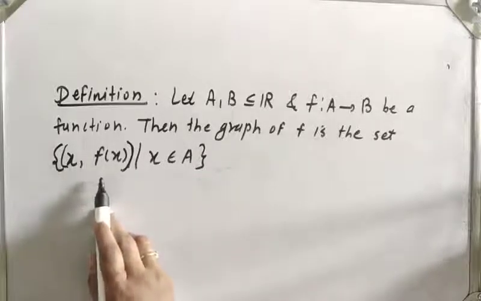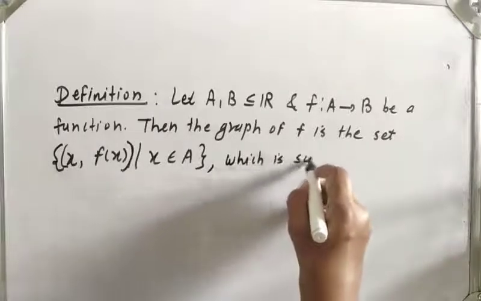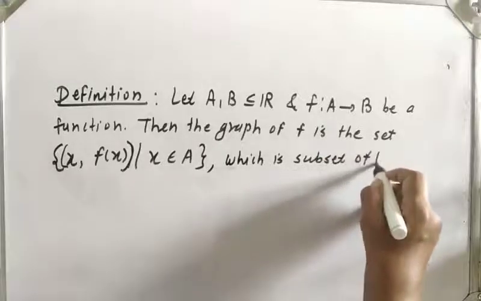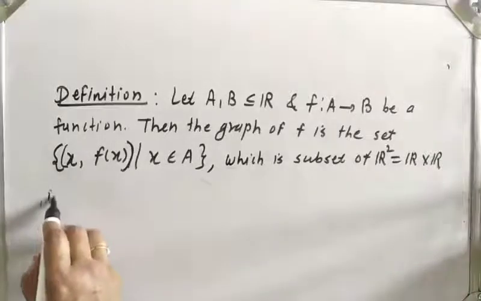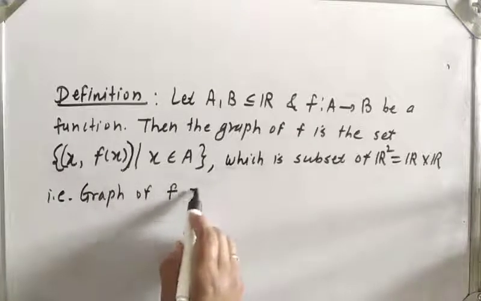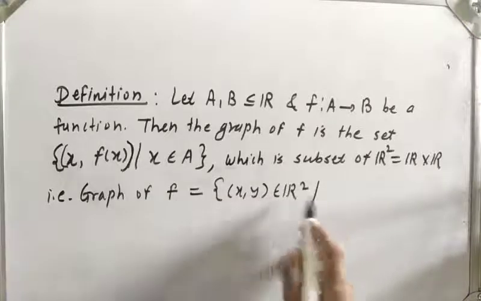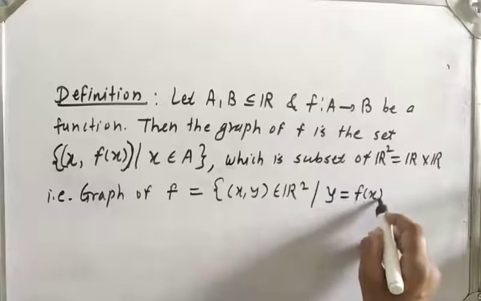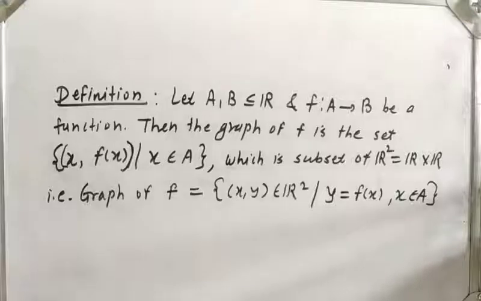This is a subset of R square. R square means R cross R. That is, we can write graph of f is equal to the set of all (x, y) belonging to R square such that y is equal to f of x, where x belongs to domain. So graph of f is nothing but a subset of this R square, R cross R.